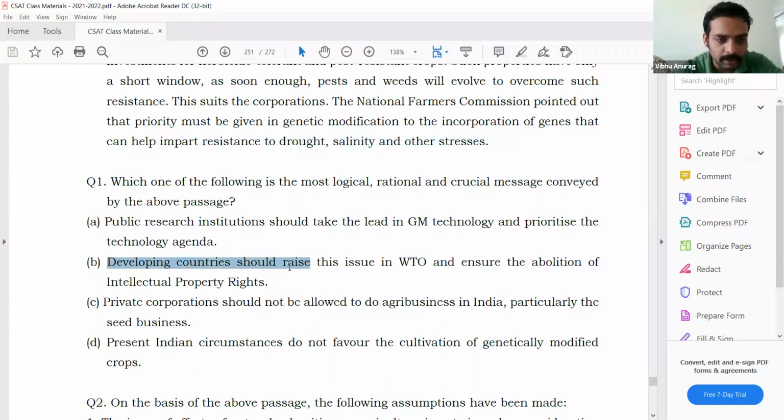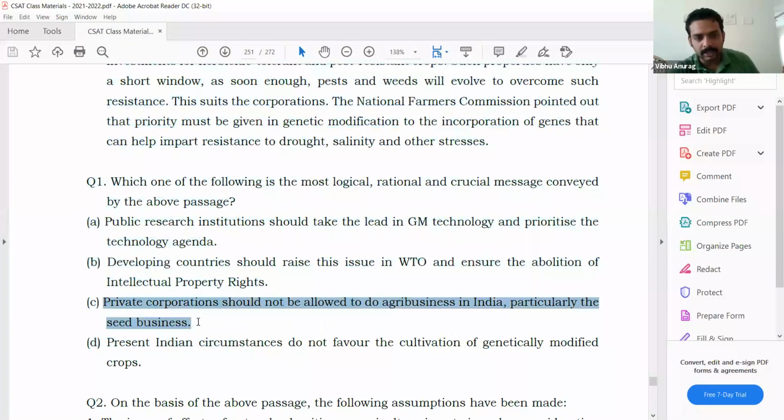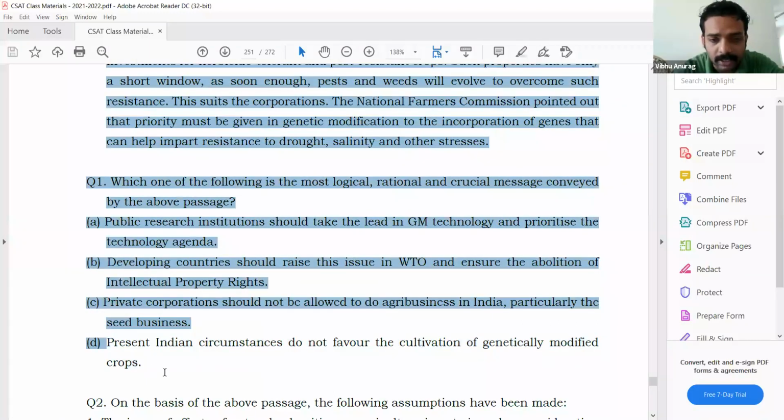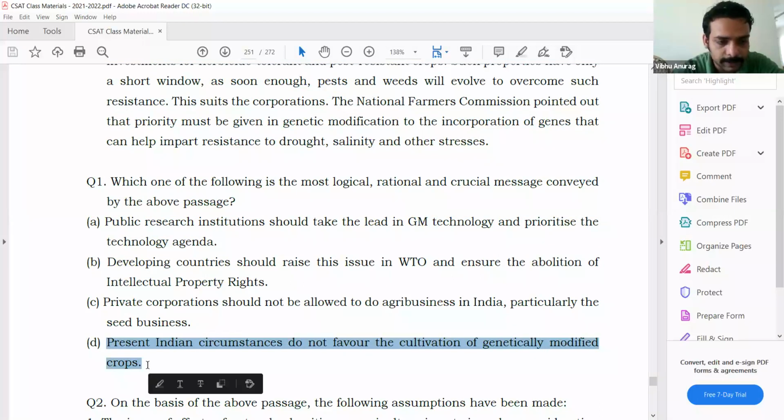Option B talks about developing countries raising this issue in WTO, which is off topic. So B is wrong. Then C, private corporations should not be allowed to do agribusiness in India, particularly the seed business. No such suggestion has been made that private corporations shouldn't be allowed to do agribusiness. Now, option D, present Indian company circumstances do not favor the cultivation of genetically modified crops. This is also not indicated anywhere in the passage. So your answer should be A.